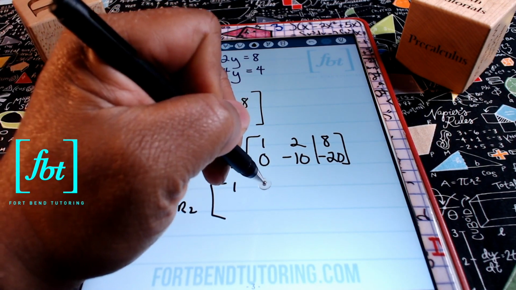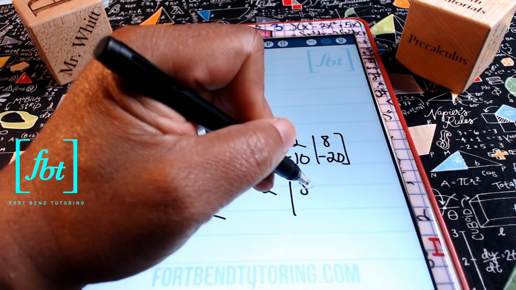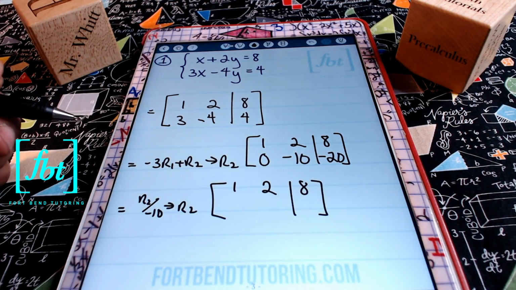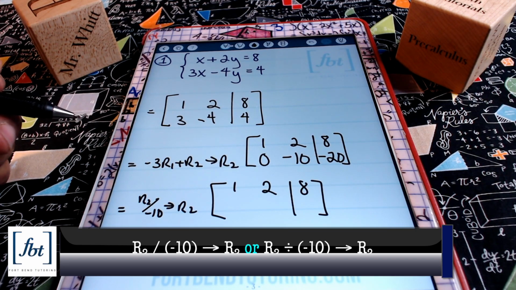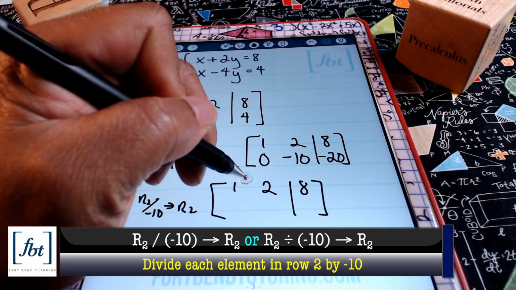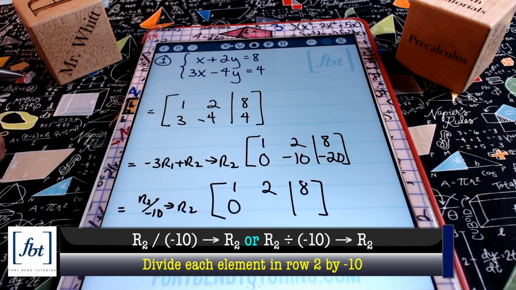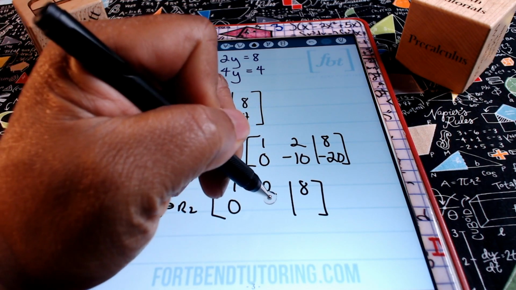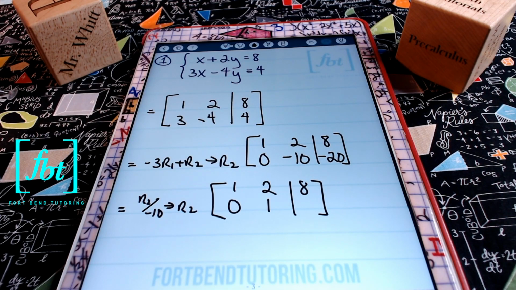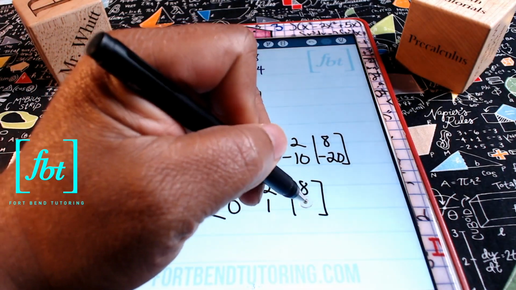Go ahead and bring down that first row as 1, 2, and 8. And then for the second row, remember, we're dividing everything by negative 10. So 0 divided by negative 10 is 0, and negative 10 divided by negative 10 is 1, and negative 20 divided by negative 10 is positive 2.